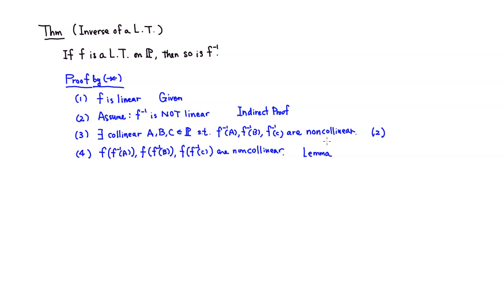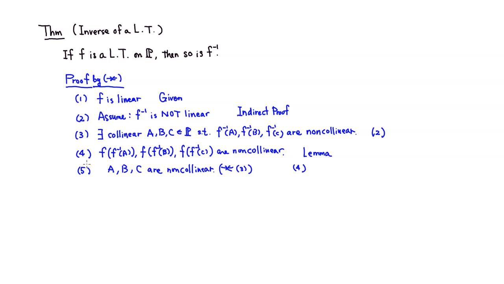Right? So by definition of inverse, we know that f of f inverse of A is simply A, and f of f inverse of B is B, and f of f inverse of C is C. So the A, B, C are non-collinear. Right, which is already a contradiction because line number 3 says that we actually have A, B, C as collinear points. So that comes from 4.